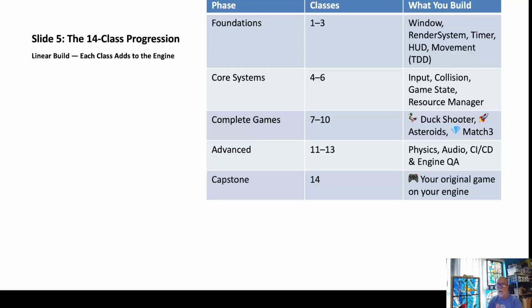We'll do the foundations, and the first three lectures will get you set up so that you have a window, a render system, some sort of timer, a heads-up display, and we'll talk about testing. Then we'll talk about input, collision, game state, and the resource manager. Then we'll start looking at how these things apply to games. We'll have a duck shooter, asteroids, some sort of match 3 game. At this point, you'll start to think about what your final project is. You'll be able to work individually or in teams.